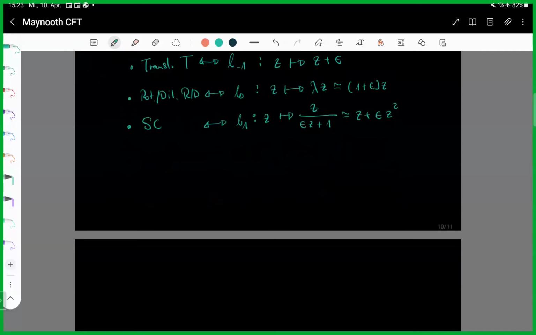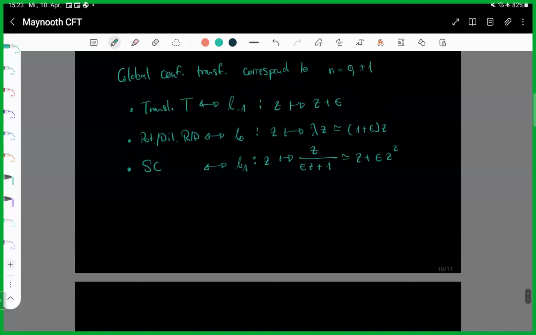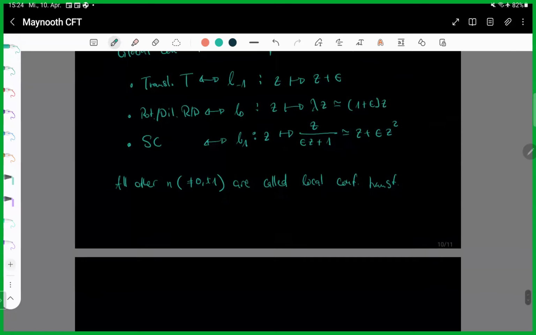Okay, so in a moment, we'll see that all other n, which are not in that set, are called local transformations, well, conformal transformations. I'm just mentioning this here, and I'm going to argue in one moment why this is the case.